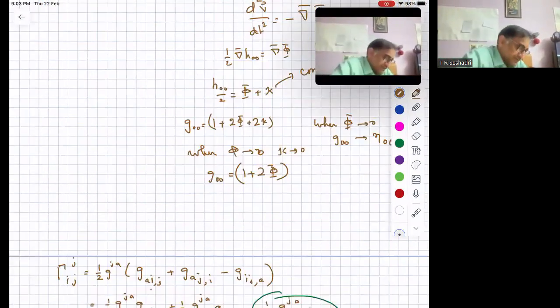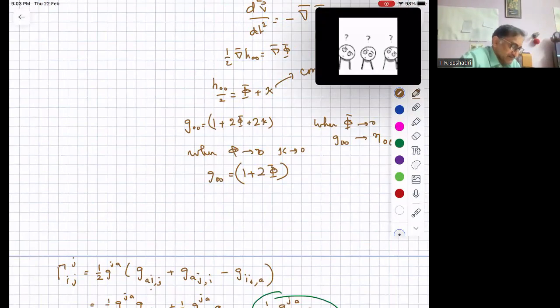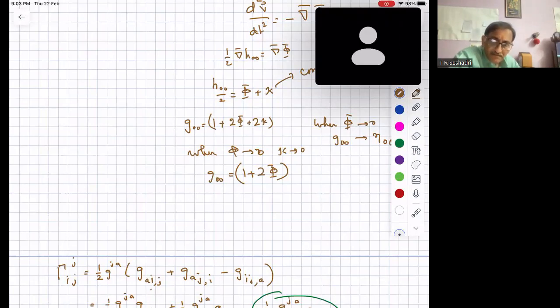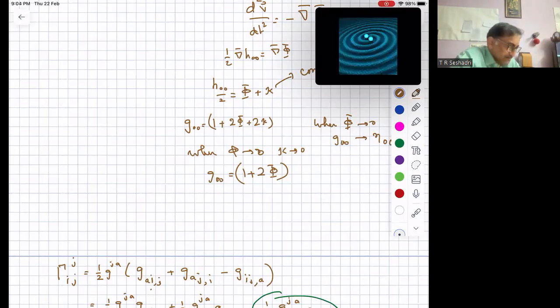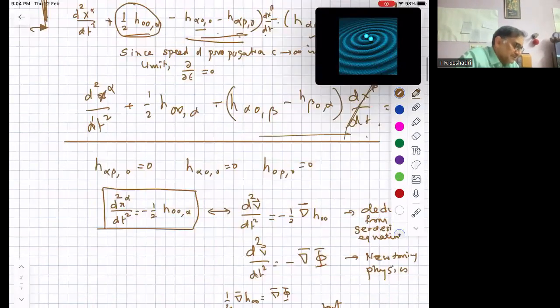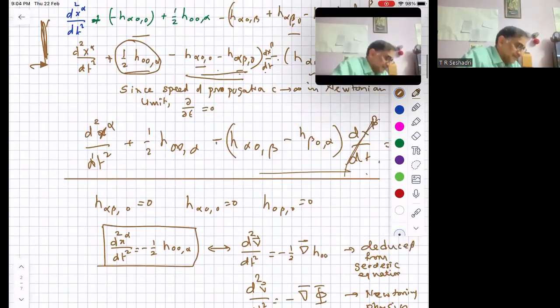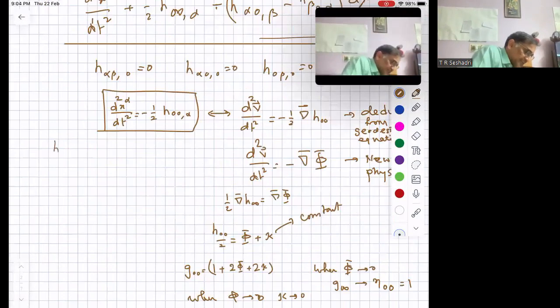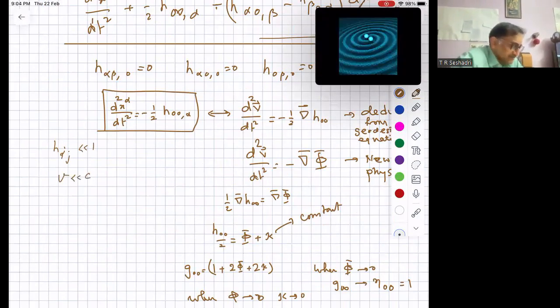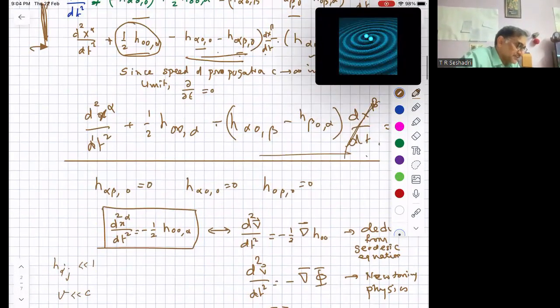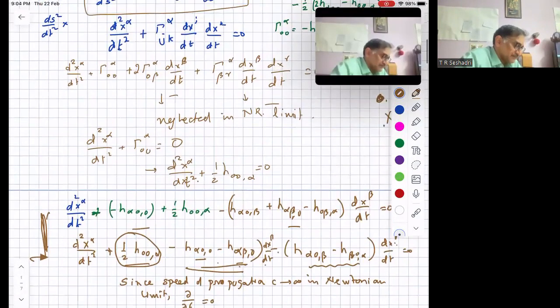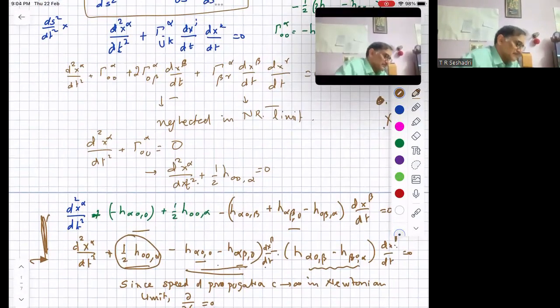Is this all right? I mean, should I do it again? No problem. It's fine. Can you explain the limit of non-relativistic? Oh, it's basically saying that not only are you saying that h_ij is much less than 1, you also have v much less than c, right? Okay. That is why the velocity term will drop away. Fine.